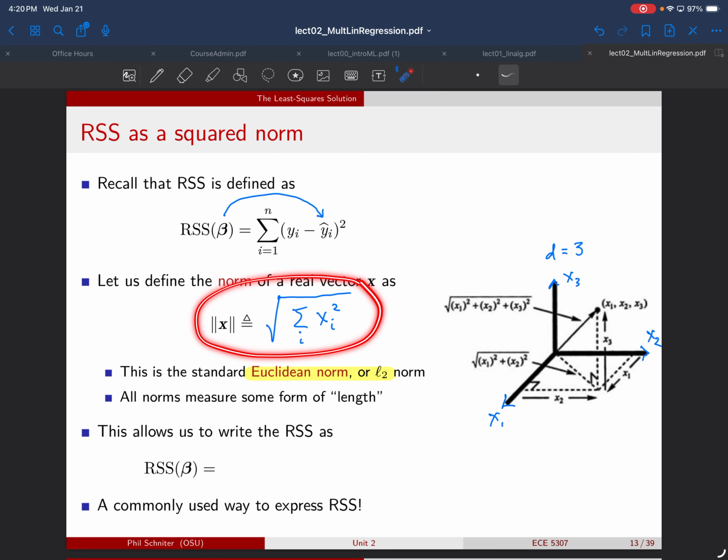Okay, so now that we have the expression for the norm and the expression for RSS, how can we write the RSS using a norm?